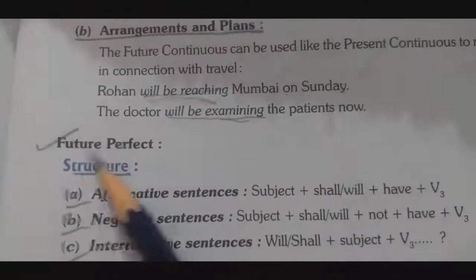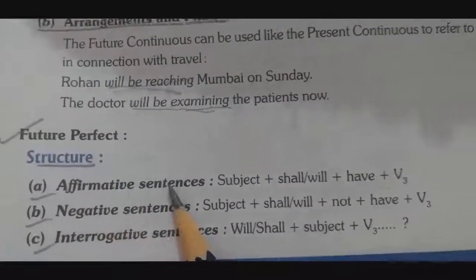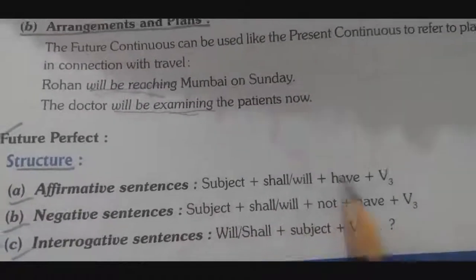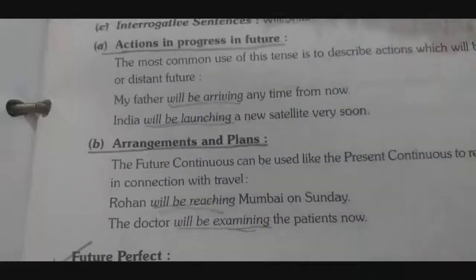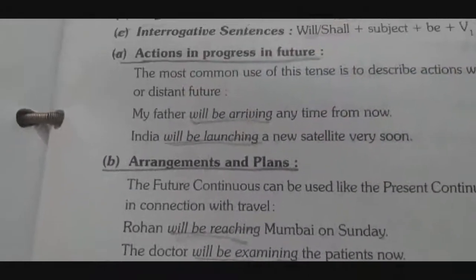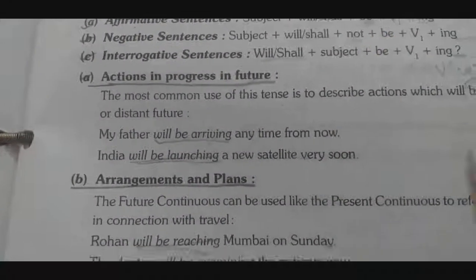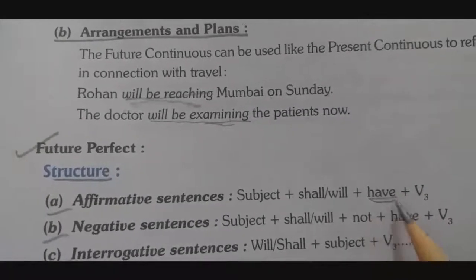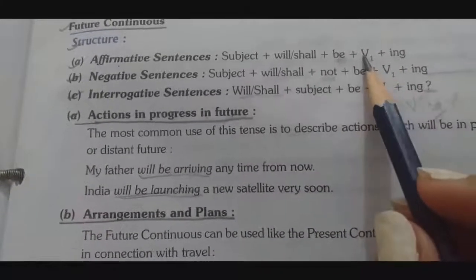Okay, future perfect. First of all, let us see the structure. In affirmative, it comes subject plus will, shall, have. In continuous, we used be. Yes or no? Do you remember? Yes, we used be. Okay, and in perfect, we will use have, and then third form of verb. Whereas here in continuous we use first form of verb and ing.